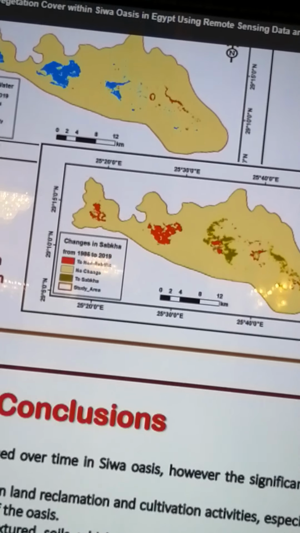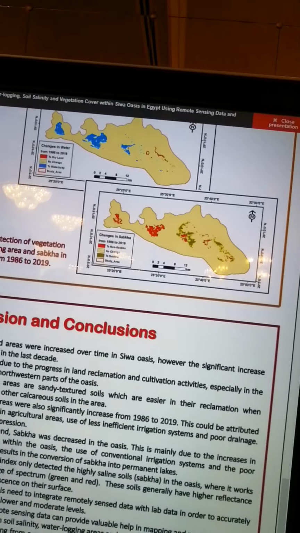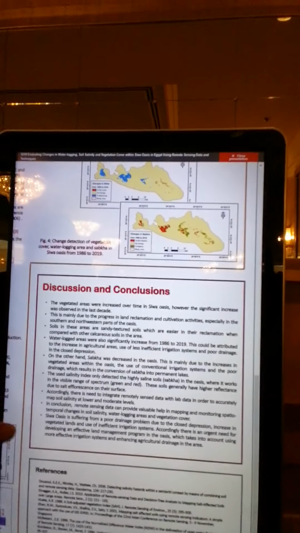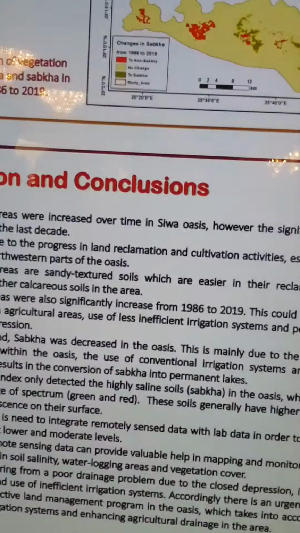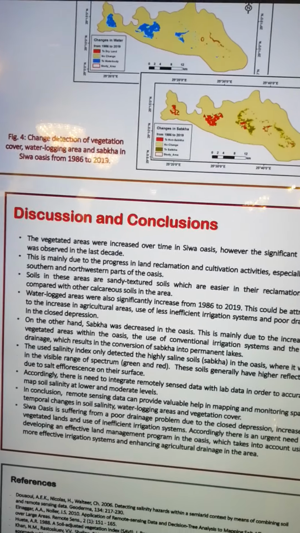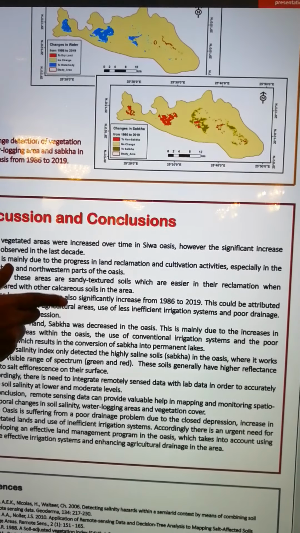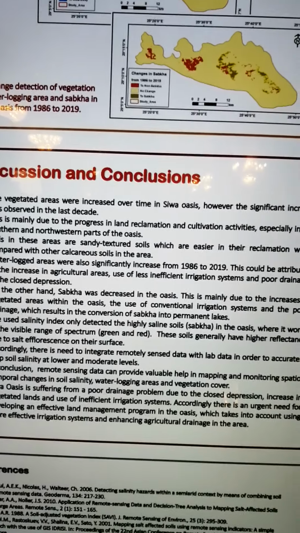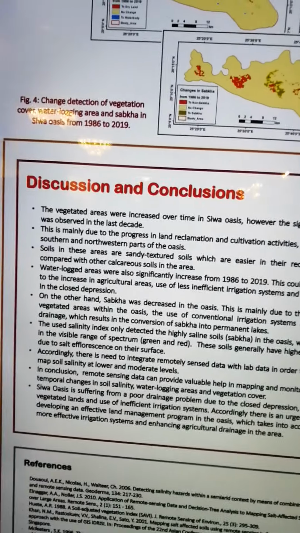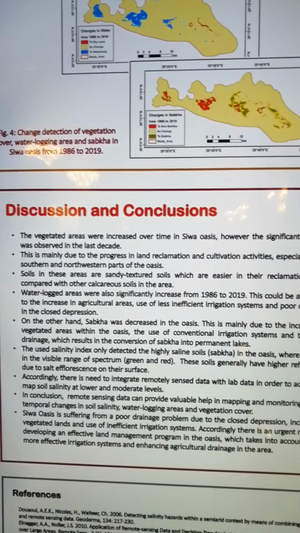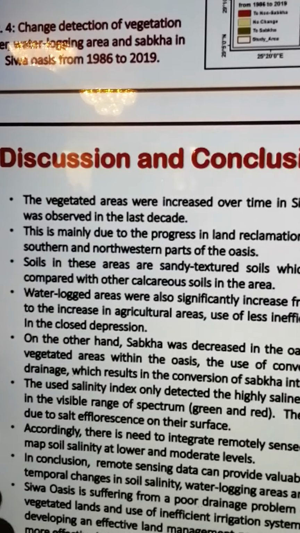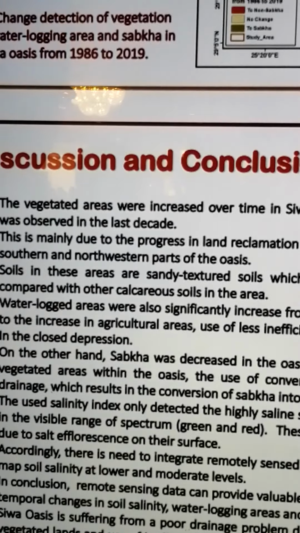I found the salinity index only focuses on the highly saline soils, which are called Sabkha, because it works only on the spectral range of the green and red. And therefore, there is a need to make an integration between remote sensing and lab measurements in order to accurately map the low levels and the moderate levels of soil salinity.